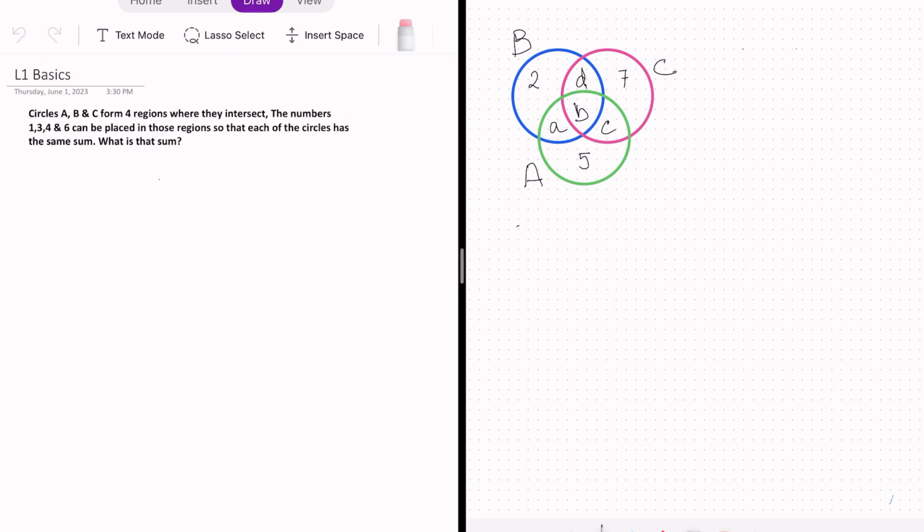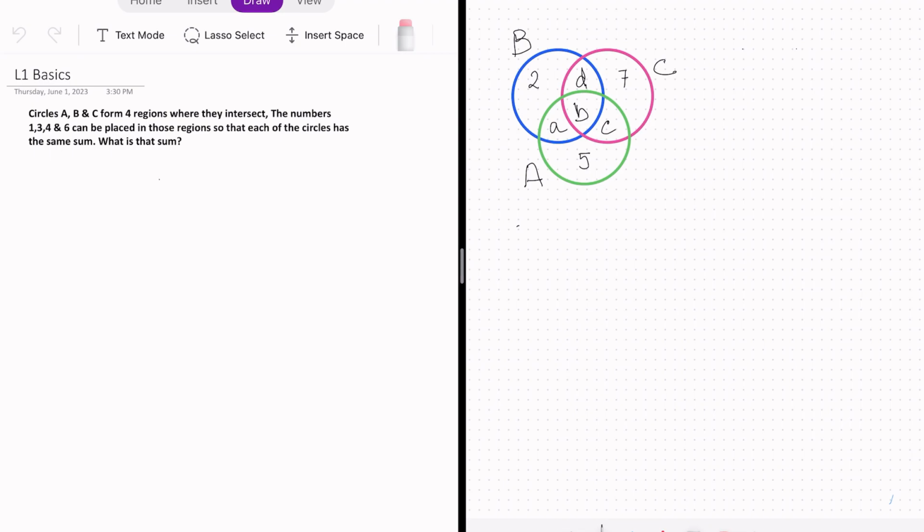This is a question from the third grade Perennial Maths test. It says, circles A, B, and C form four regions where they intersect. The numbers 1, 3, 4, and 6 can be placed in those regions so that each of the circles has the same sum. What is the sum?